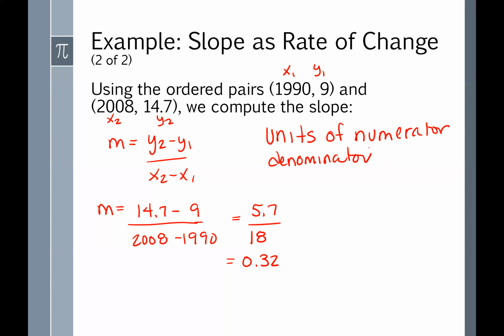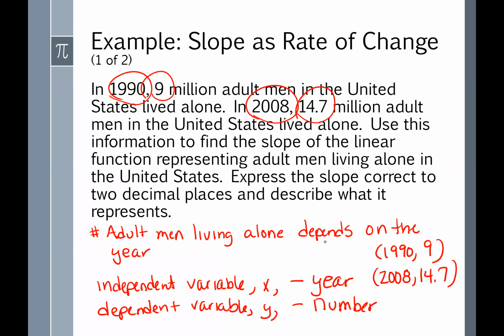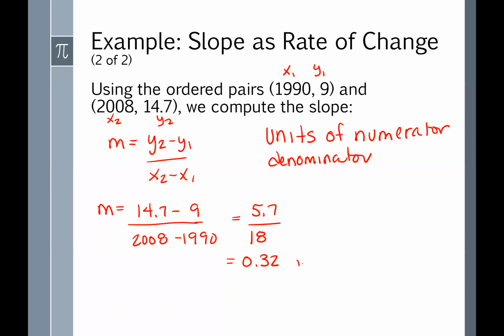Okay, so the numerator was millions of adult men. So we're going to write millions over here. And the denominator was the year, because the slope is the change in the number of adult men living alone versus the year that you're in. So the slope is 0.32 million per year. What does this mean?